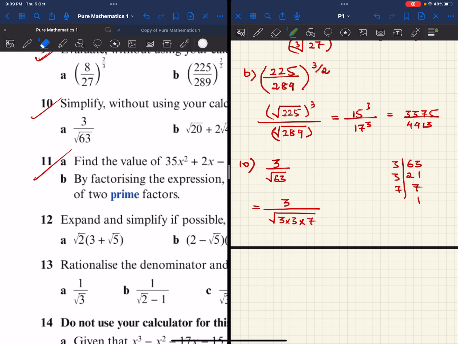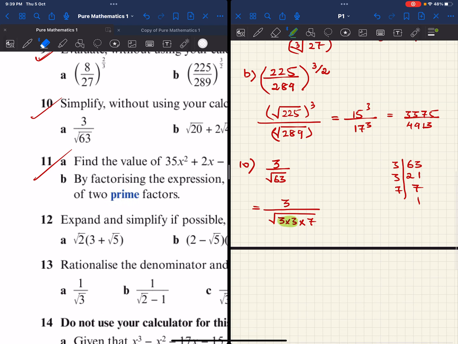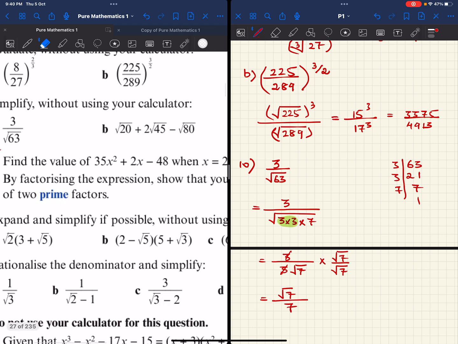3 times 3 is 9. So 9 can come out of the square root to give us a 3. So we can write this as 3 divided by 3 root 7. The 3 and the 3 cancel. Now we never leave the root in the denominator. So we multiply it top and bottom by root 7. Multiplying top and bottom by the same value does not change the value of the equation. So we have root 7 divided by root 7 times root 7 in the denominator gives us 7. And that's our answer simplified.